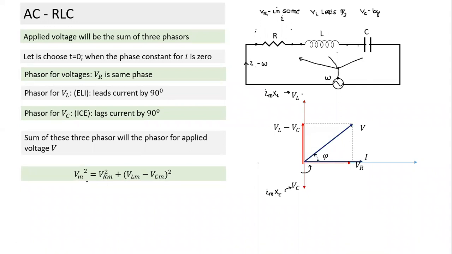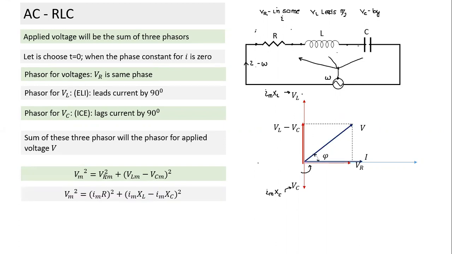Vm square is equal to this. What does this indicate? The amplitude of applied voltage. The square of this is equal to the amplitude of voltage across resistance, Vrm square, plus these two terms. This is the equation we get here, based on the right angle triangle. And since we are interested in finding current, these two terms can be written in terms of current.